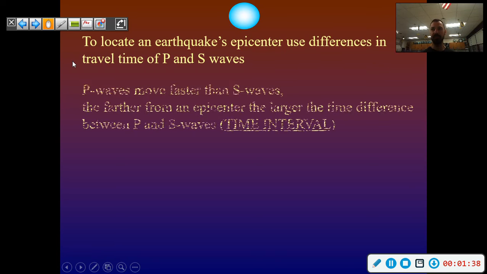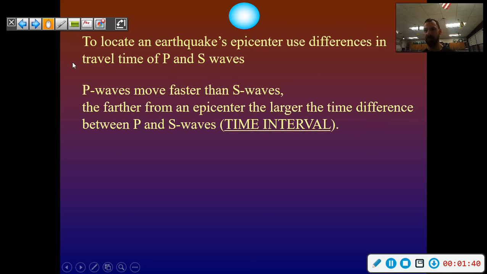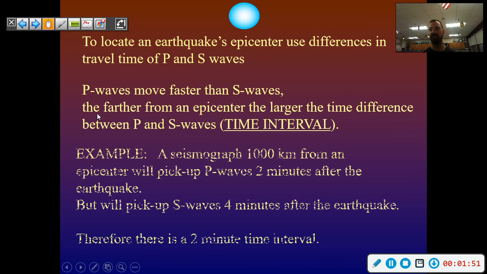From there, we know P waves move faster than S waves. So the further away from the epicenter, the larger the difference in time between the P and S waves. We call that the time interval. And there are little techniques we'll use to figure out the distance to the epicenter from those things.